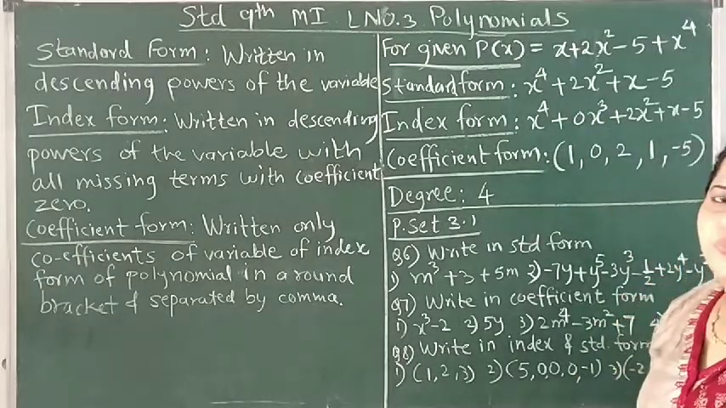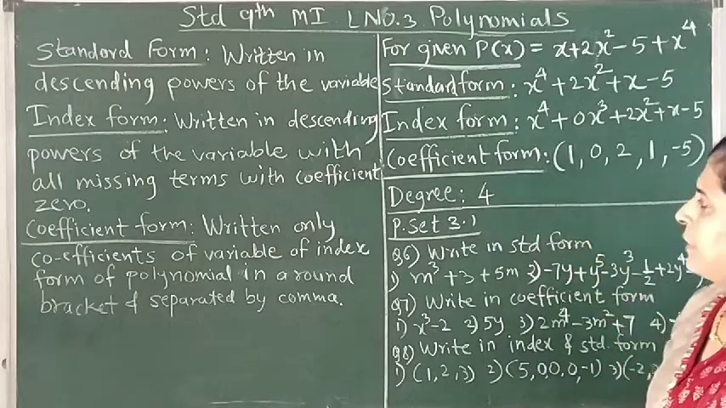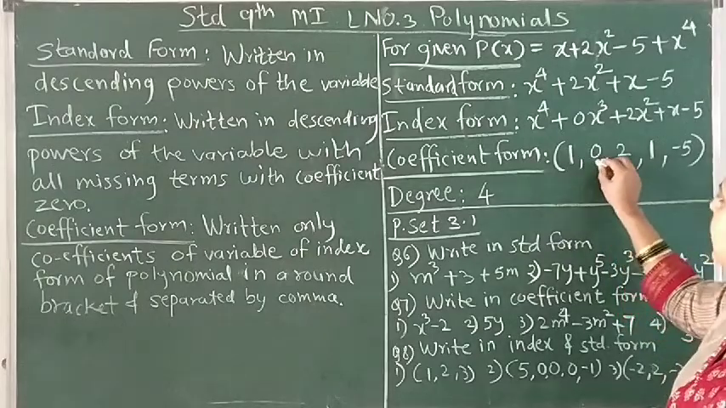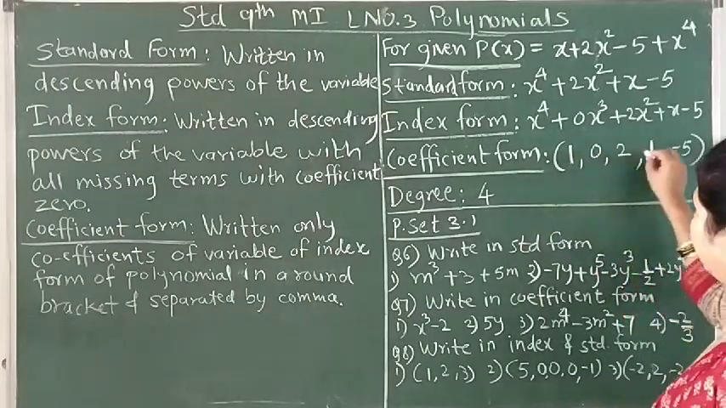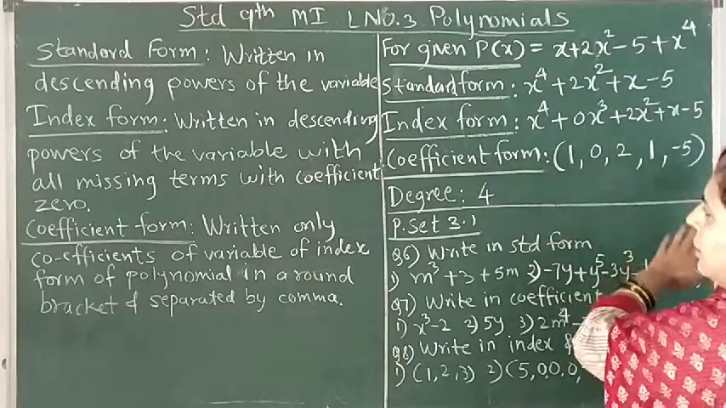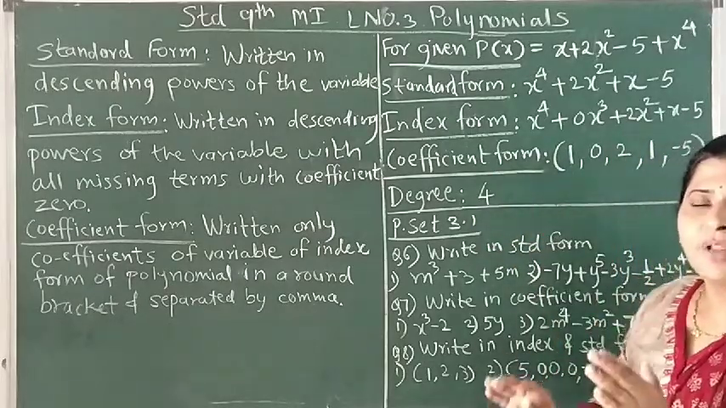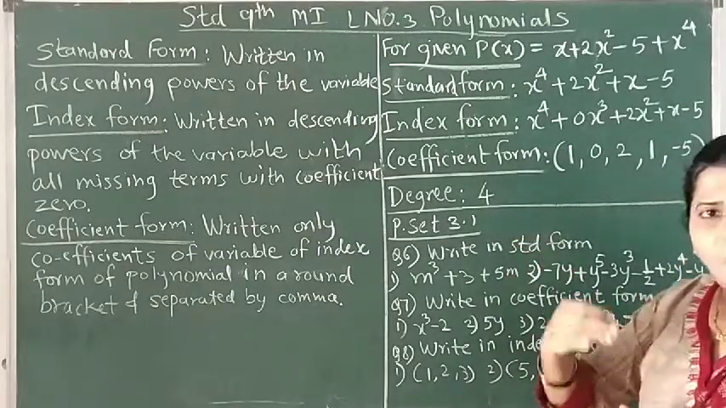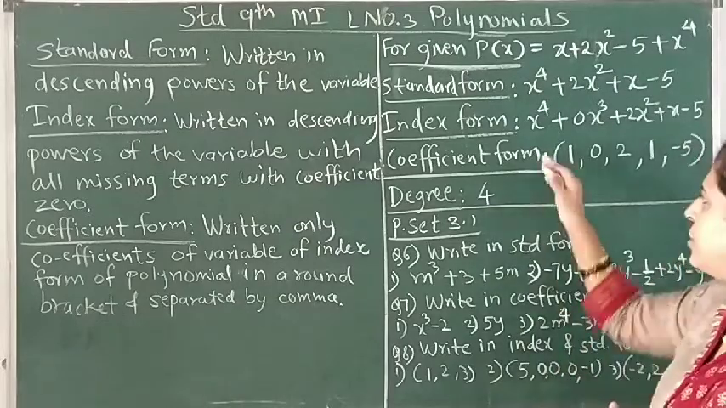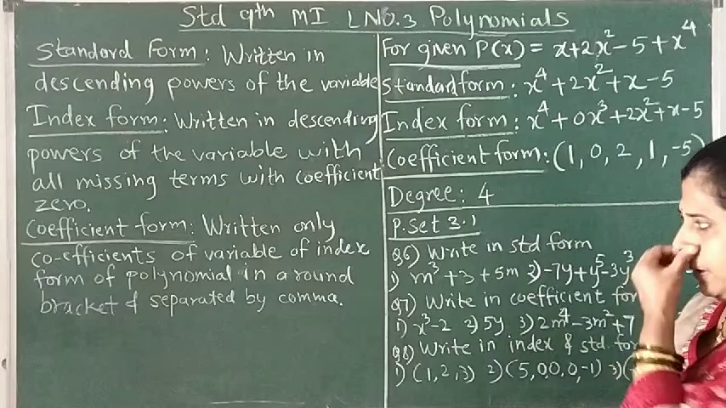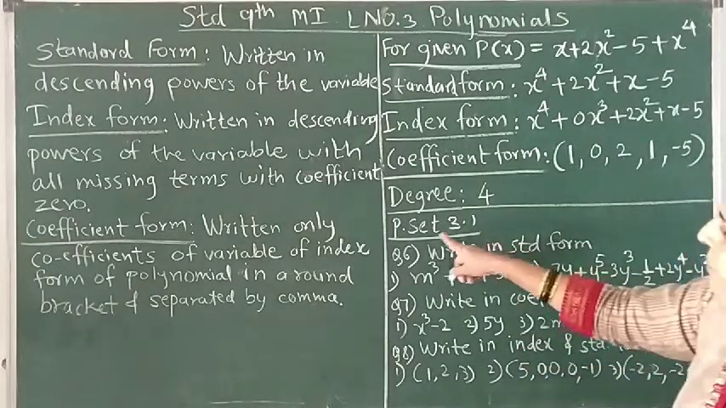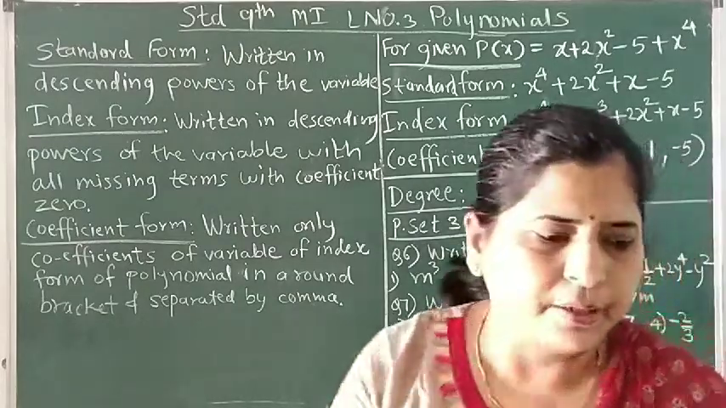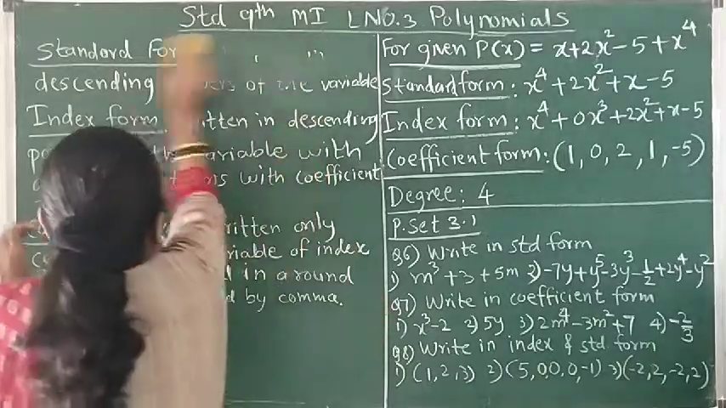And vice versa, if we have 5 terms here, the degree is 4. So what is the relation between the number of terms and the degree? The number of terms minus 1 gives the degree, and the degree plus 1 gives the number of terms. So that's the relation between the number of terms and the degree. Now let's solve some questions, 6, 7, and 8 from practice set 3.1. For that, let me run this part and we will solve it over here.